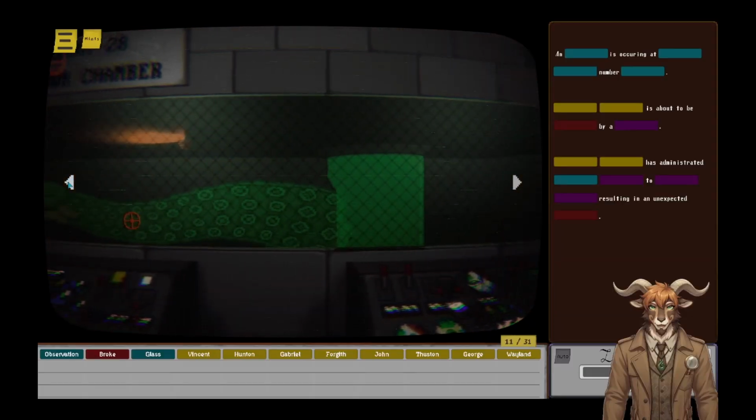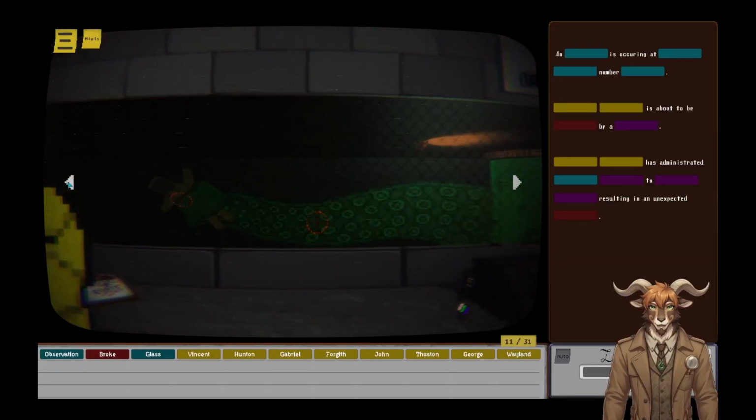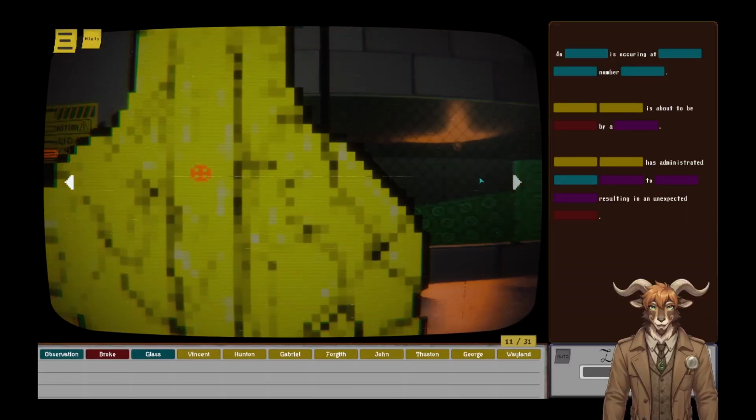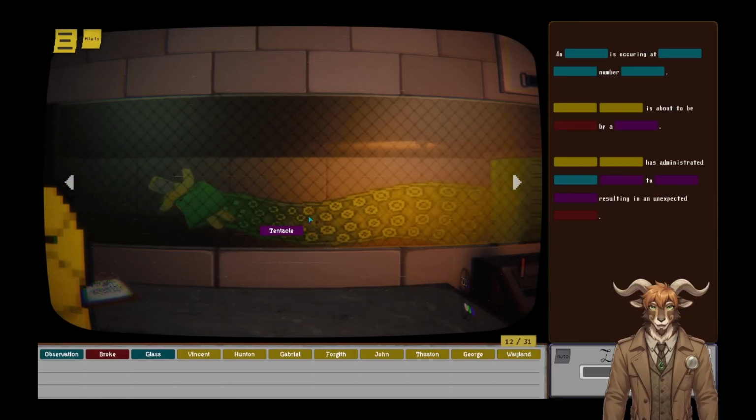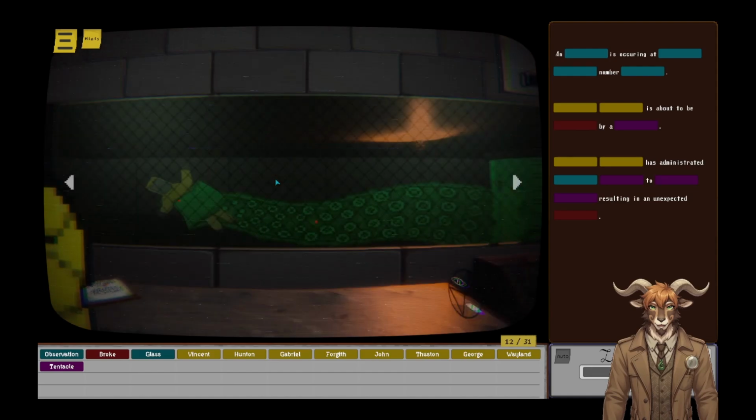Oh, what's happening here? We get a big tentacle. I know some people are into that, but not me. This guy's getting all wrapped up in it. The person is screaming loudly in their suit.